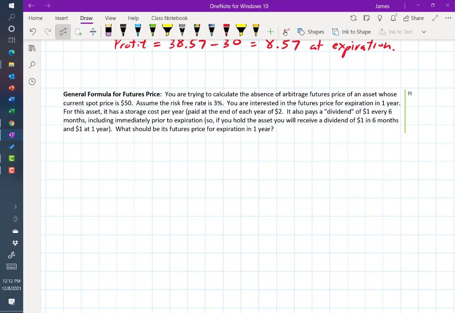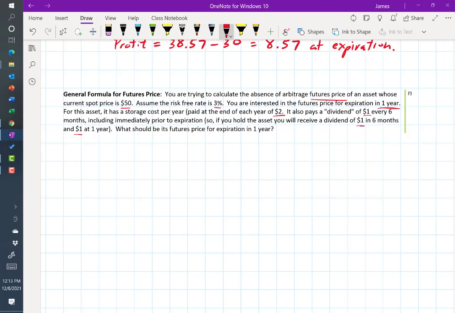All right, one final problem here. General formula for futures prices in terms of a carry, whether it's a positive carry or a cost of carry. So let's do that. You're trying to calculate the absence of arbitrage futures price of an asset whose current spot price is $50. Assume the risk-free rate is 3%. You're interested in the futures price for expiration in 1 year. This asset has a storage cost per year, paid at the end of each year, of $2. It also pays a dividend of $1 every 6 months, including immediately prior to expiration. So if you hold the asset, you will receive a dividend of $1 in 6 months and $1 at 1 year. What should be its futures price for expiration in 1 year?